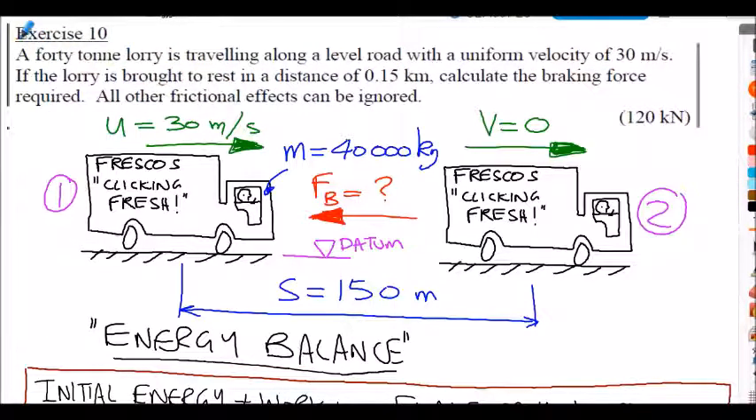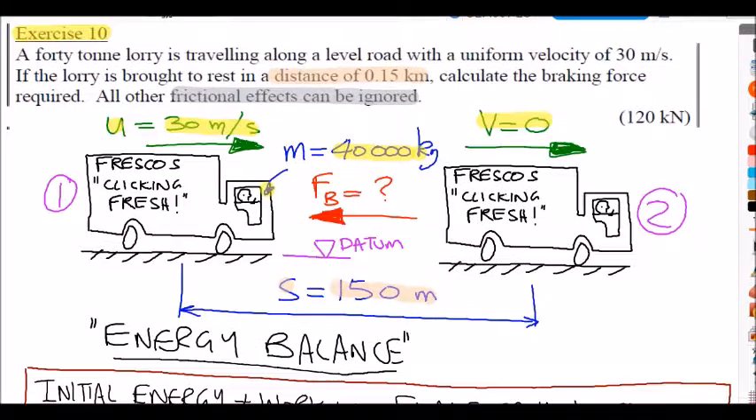So exercise 10, I have a 40-ton lorry. I've changed that to 40,000 kilograms here as the mass of the lorry. It's travelling initially with a velocity, I've labelled that u, of 30 meters per second. And it's brought to rest, so the final velocity v is 0, in a distance of 0.15 kilometers. So I've shown that here, s, my distance, as 150 meters. Note we're going to ignore frictional effects in this particular question.